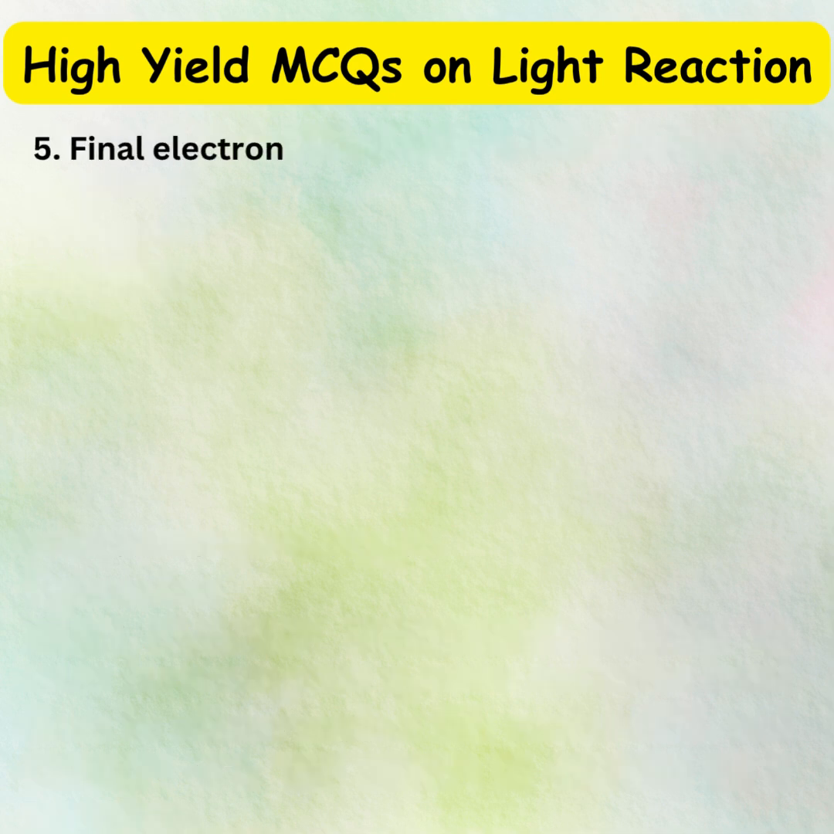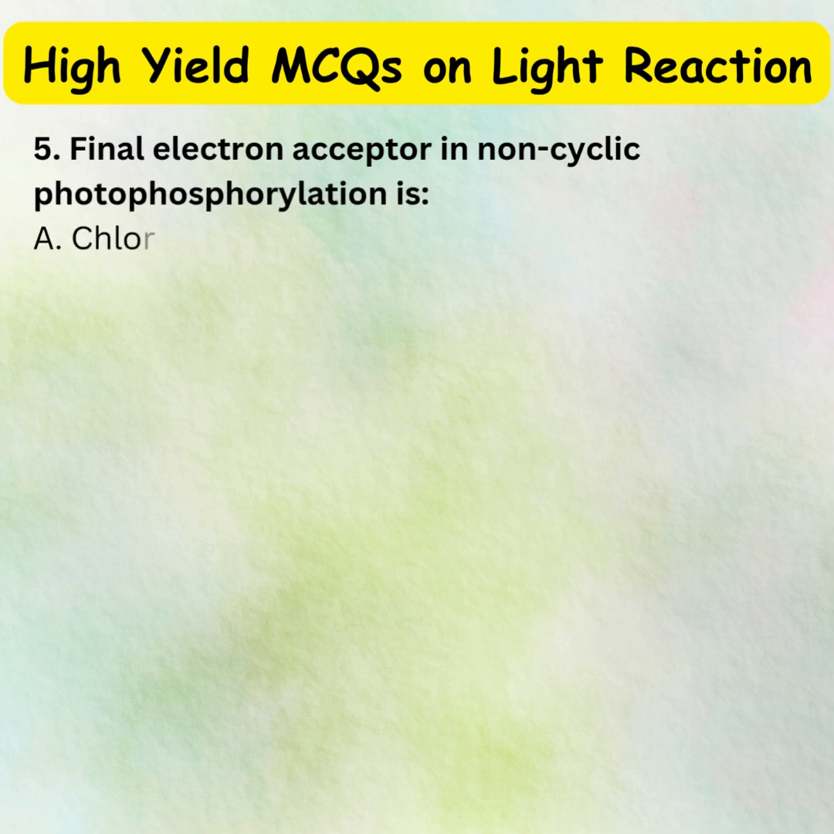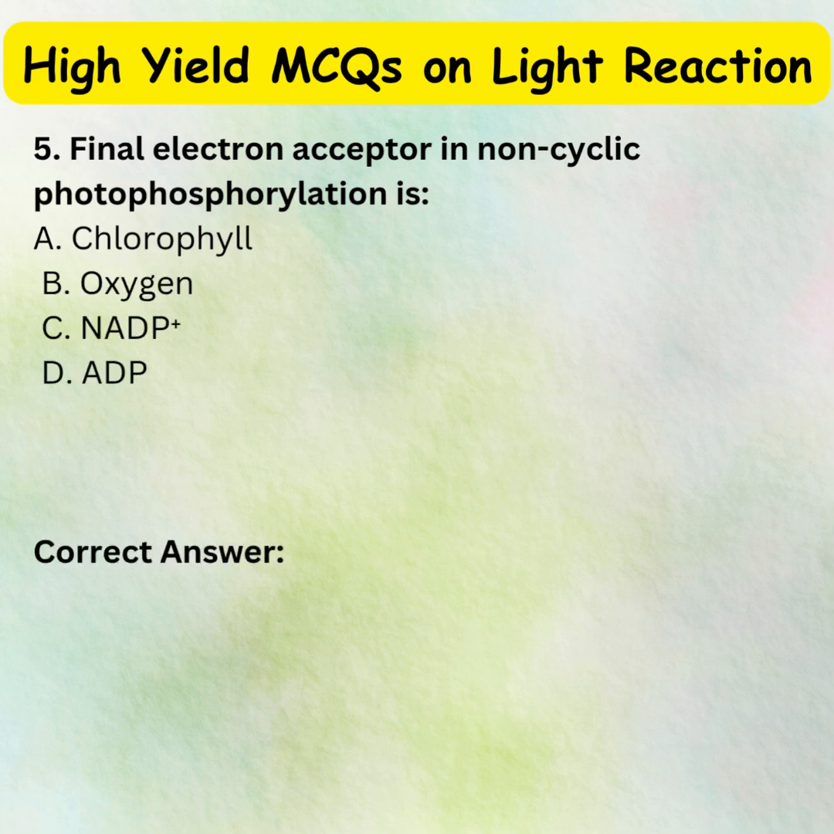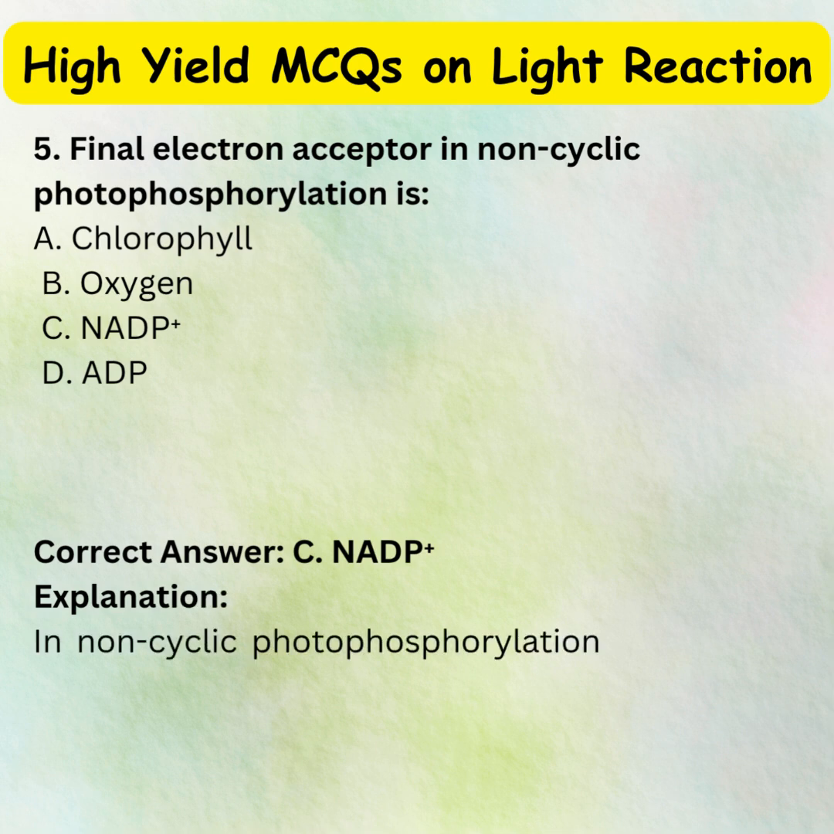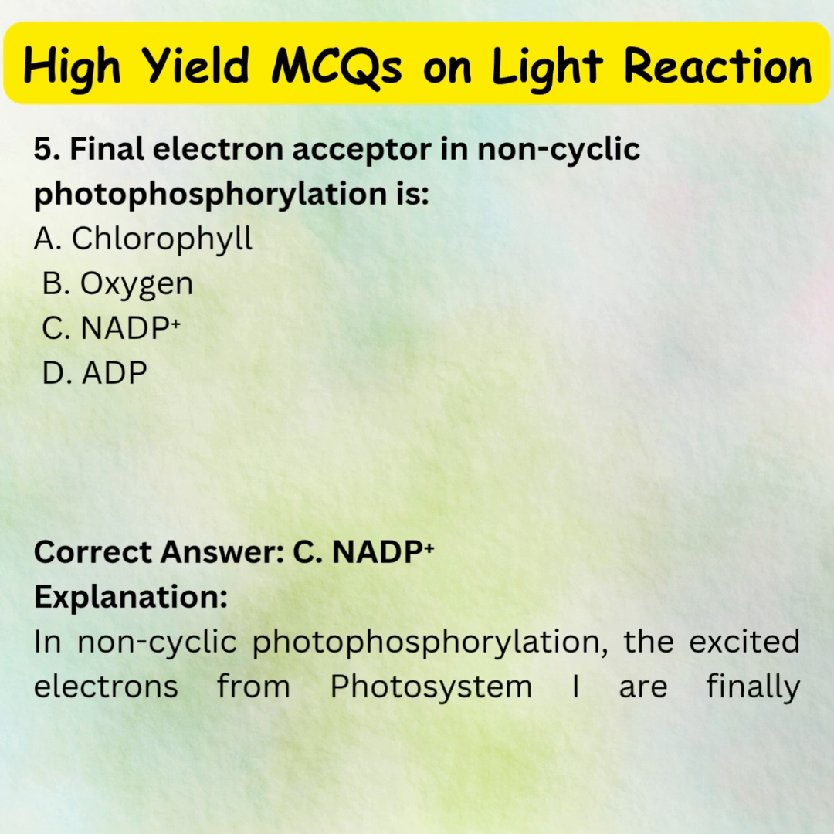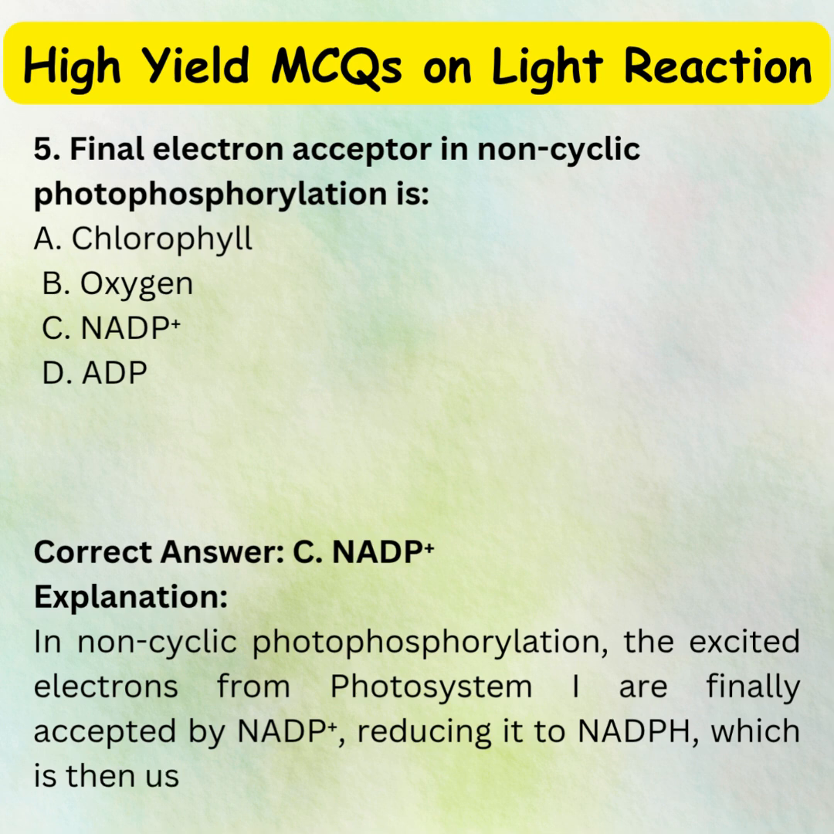Question 5. Final electron acceptor in non-cyclic photophosphorylation is A. Chlorophyll, B. Oxygen, C. NADP+, D. ADP. Correct answer is option C, NADP+. In non-cyclic photophosphorylation, the excited electrons from photosystem 1 are finally accepted by NADP+, reducing it to NADPH, which is then used in the Calvin cycle, also known as dark reaction.